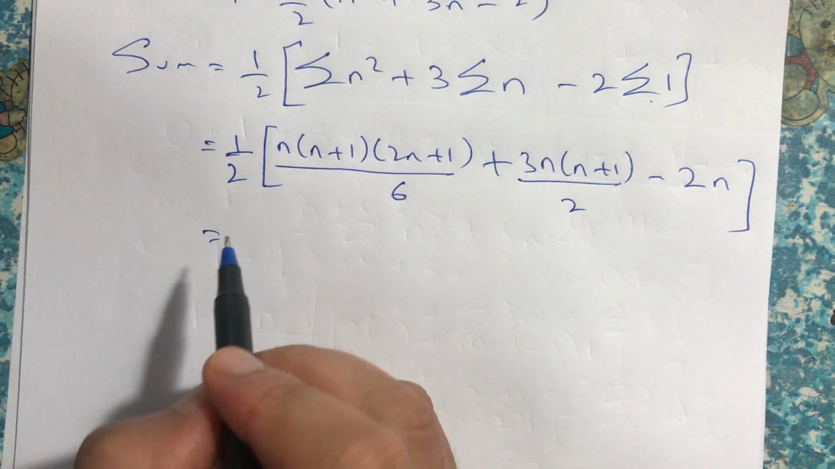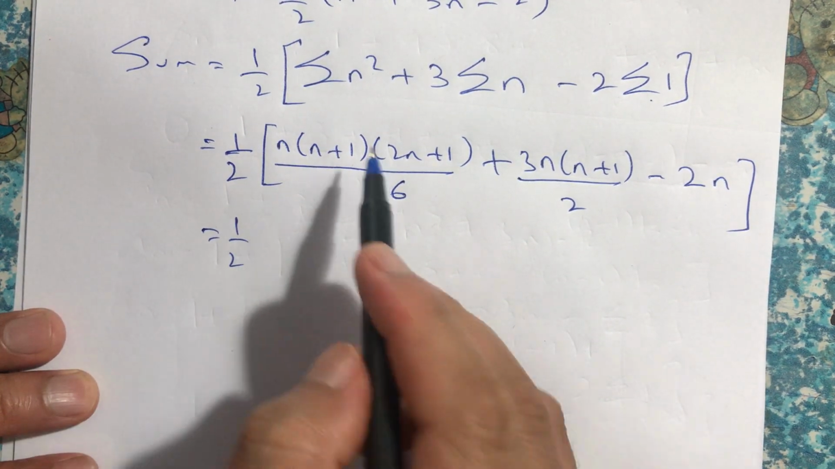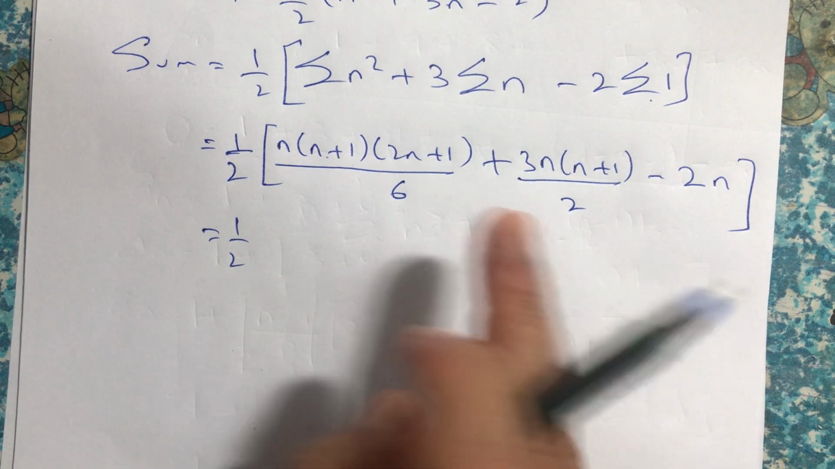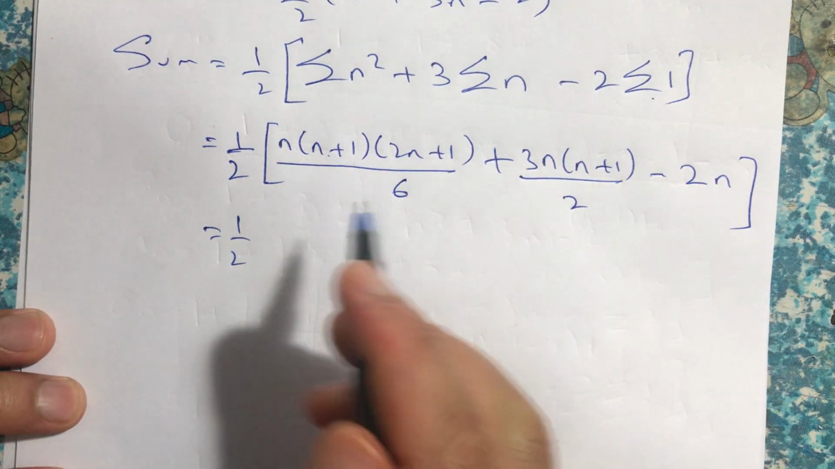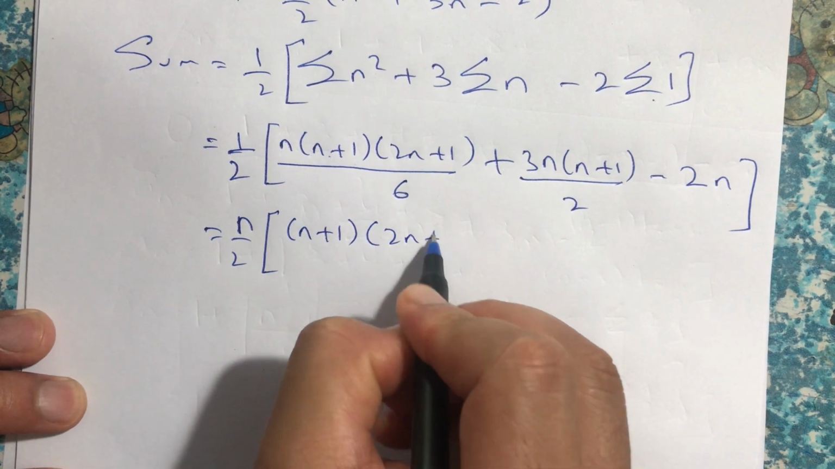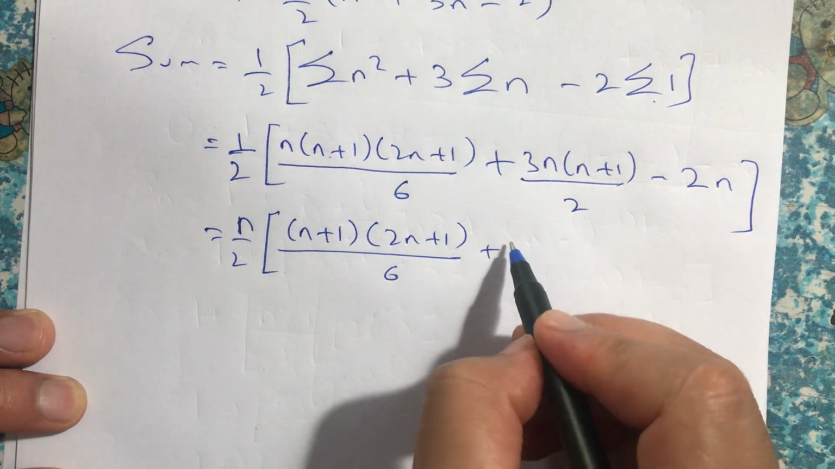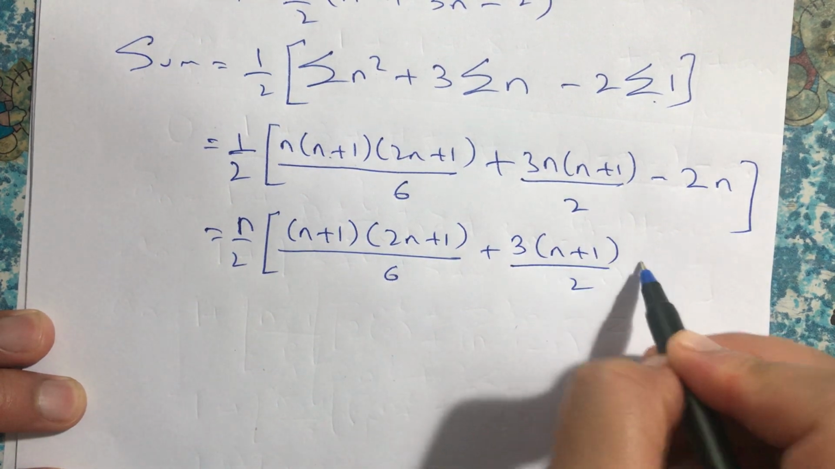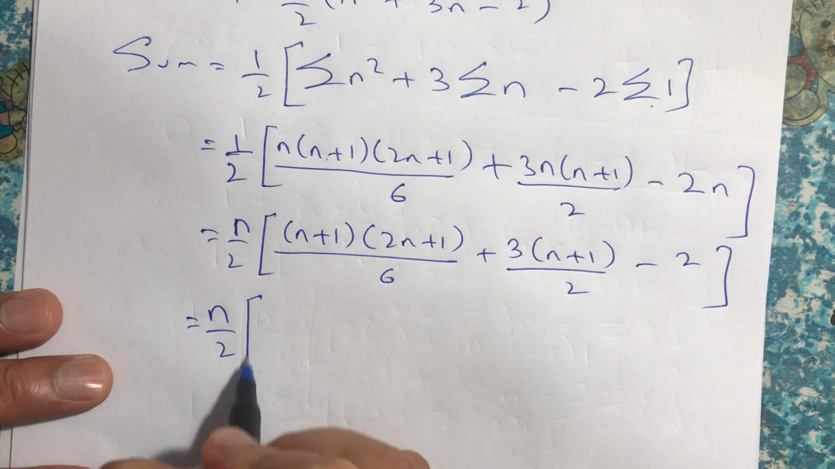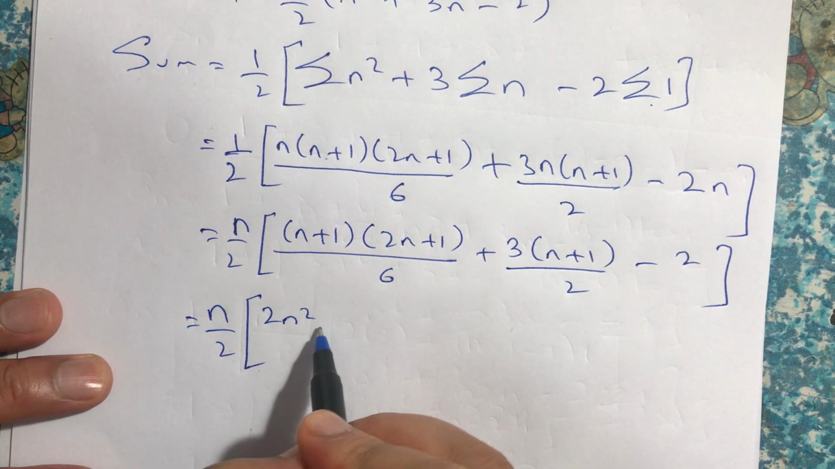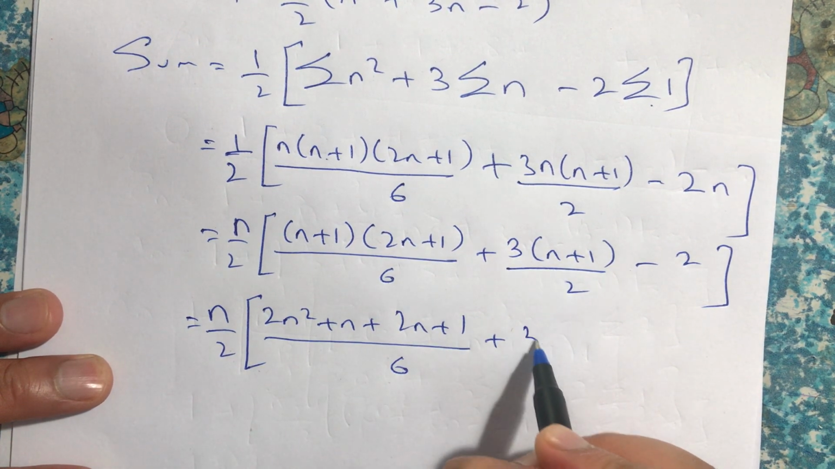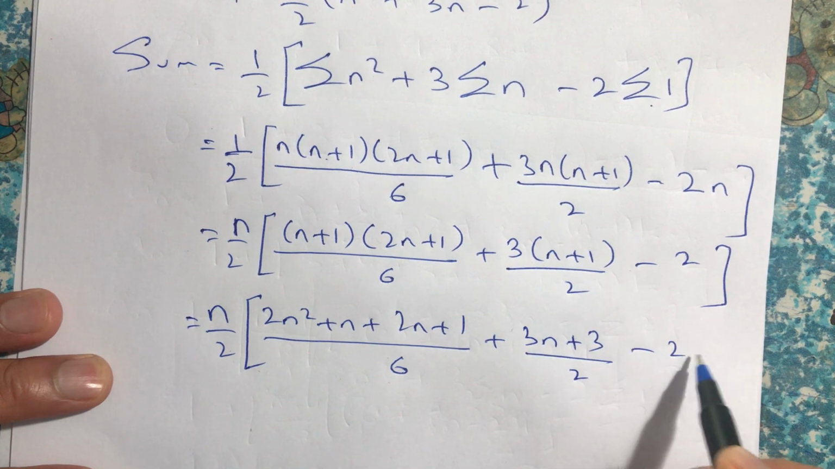Okay, so then if you want, you can do half. Since there is no n plus 1 common, right now I'll not take it common. But I can take n common, since n is common over here and over here. I'll be left with n plus 1 into 2n plus 1 divided by 6, plus 3n plus 1 divided by 2, minus 2. Now I open the small brackets over here. When I multiply, I get 2n squared plus n plus 2n plus 1 divided by 6, plus 3n plus 3 divided by 2, minus 2.